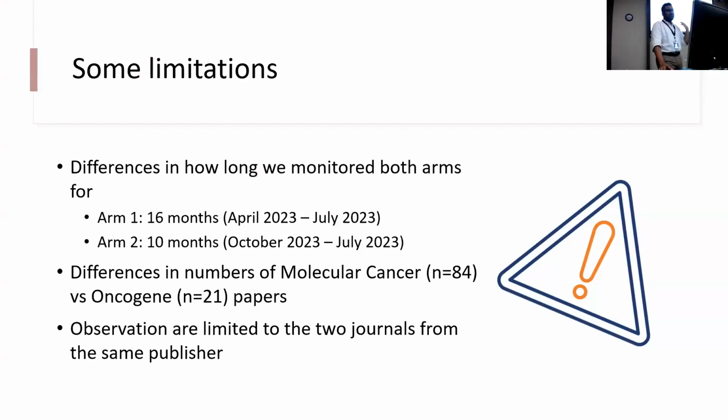So some limitations to consider. There are differences in how long we monitored both arms, and the numbers of Molecular Cancer versus Oncogene papers that we analyzed. It's just what we found, and the observations are limited and not generalizable, as they are from two journals from the same publisher, but much of the experience anecdotally mirrors what we've all experienced.